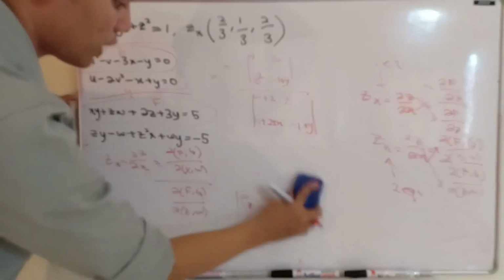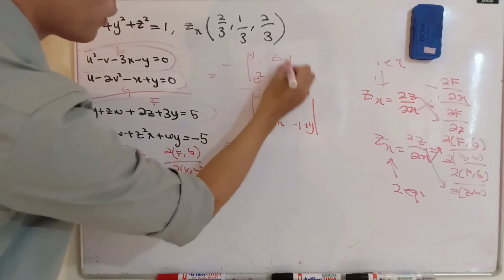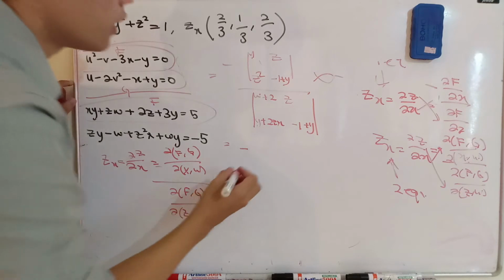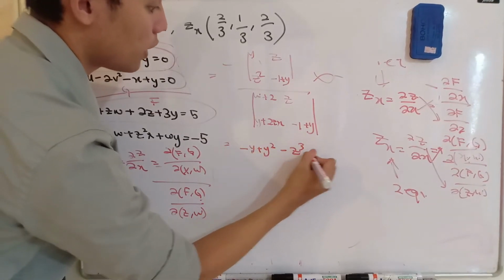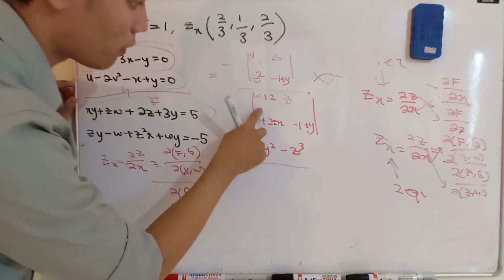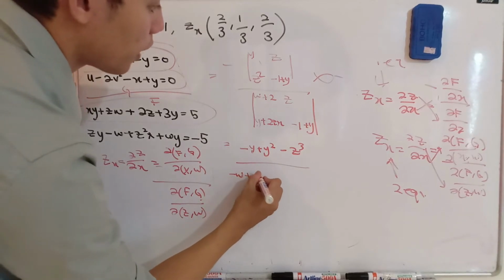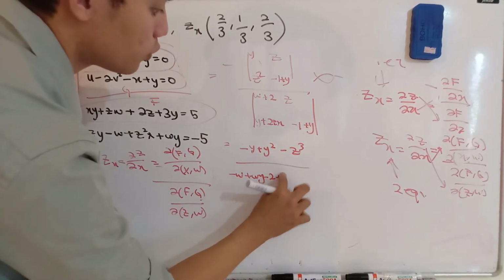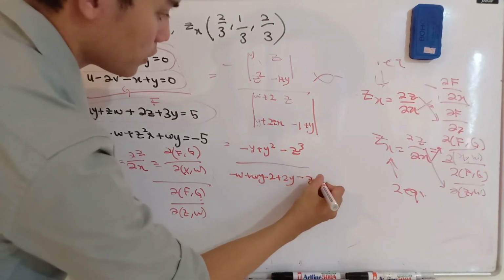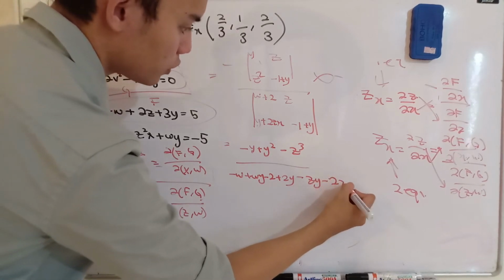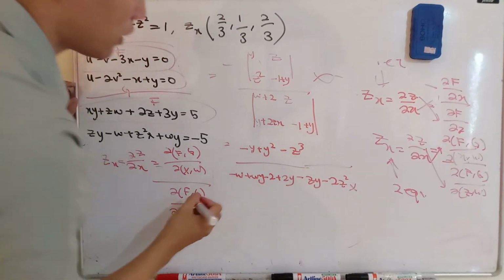After you've done like this, just do the same thing with the determinant. Going to use the fish method. So here you're going to get negative y plus y squared minus z cubed, and then over with negative w plus w y minus 2 plus 2y. And then minus z y minus 2z squared x. Wow, it's very complicated, you see.